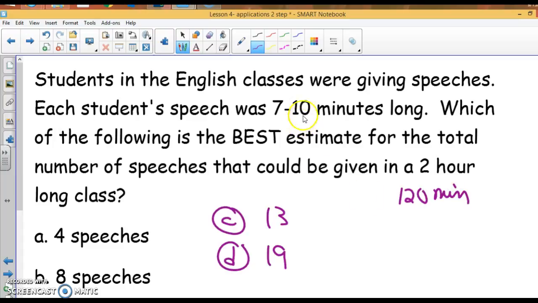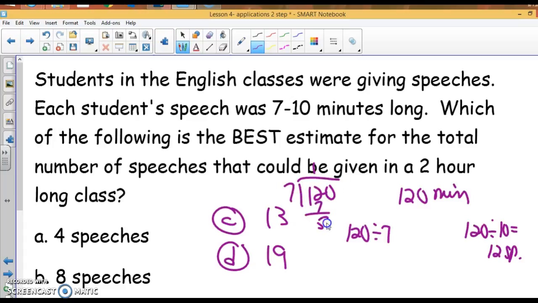If every kid takes 10 minutes, 120 divided by 10 is 12 speeches. If every kid takes 7 minutes, 120 divided by 7, 17 speeches. So if every speech is as short as possible, they could get in about 17. If every speech is as long as possible, they could get in 12. So, what do you think the best estimate would be here? 13. It's really the only one that's in that window.